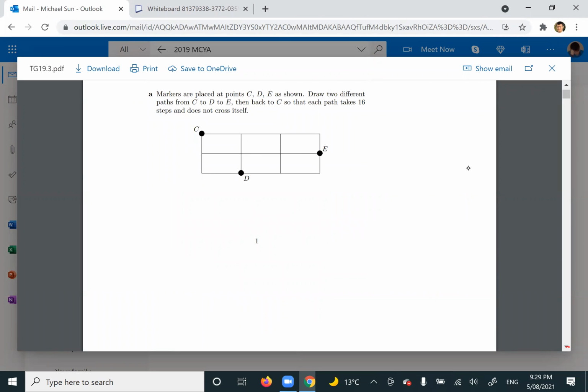What does not cross itself mean? Well, I think it'll make more sense once you've eliminated what the other things are. So what is the question asking you? The question is telling me to do the path to C to D to E. So draw two different paths from C to D to E. And then you just go back to C. So it cannot cross itself.